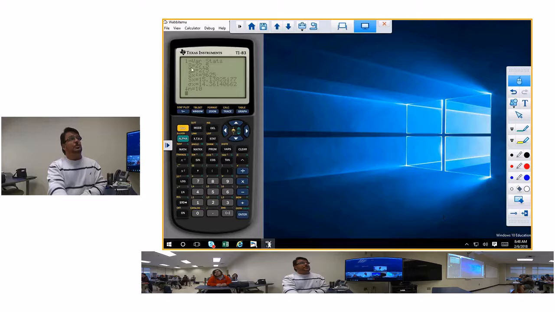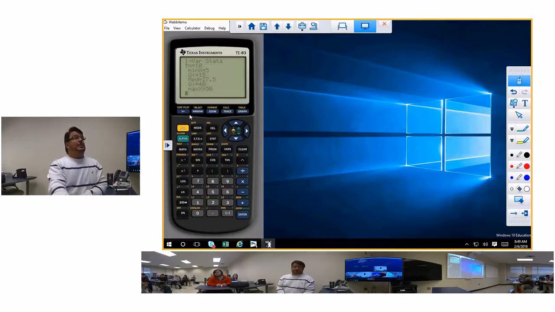There's all the information. Remember, x bar and what? Sx. And then go down, and your calculator will give you the quartiles. Okay? Capiche? Now, how do you find the box plot?